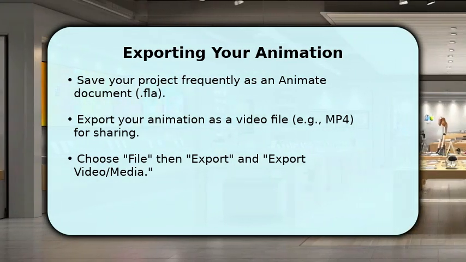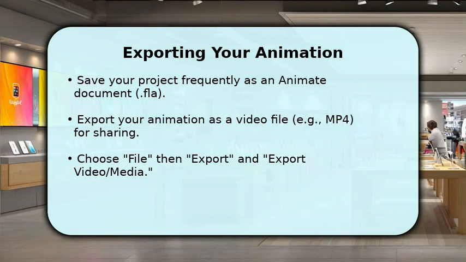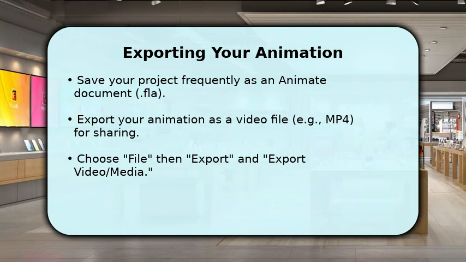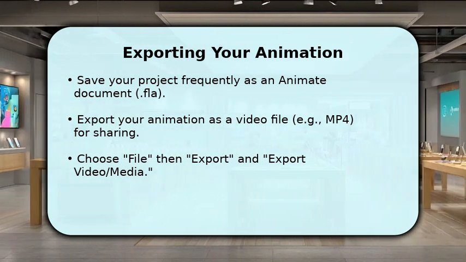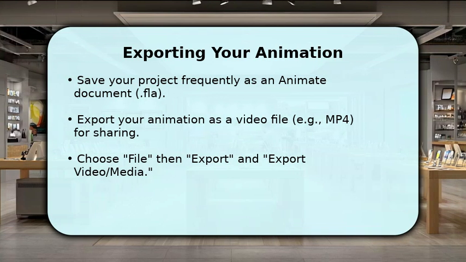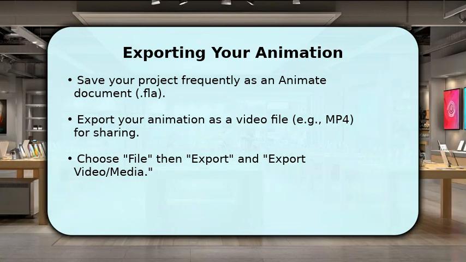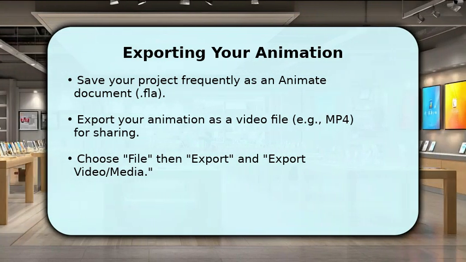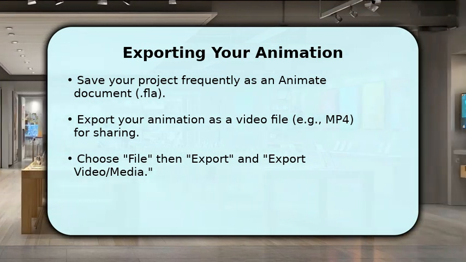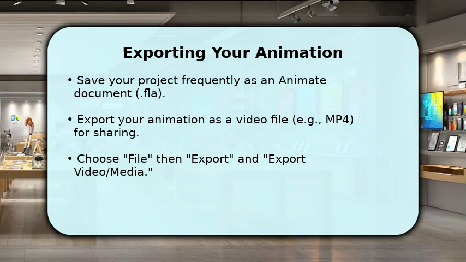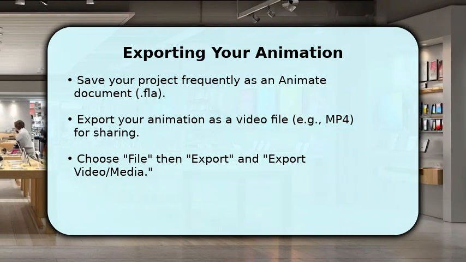Always save your project as an Animate document, a FLA file, regularly. When you're ready to share, go to File, then Export, and choose Export Video/Media. You can export as an MP4 or other video formats. Select your preferred resolution, perhaps 1280 by 720 pixels for web sharing, and click Export. Congratulations on your first animation.